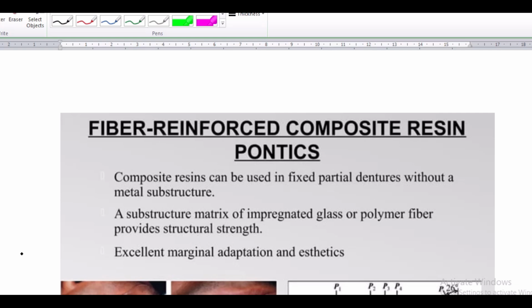Other pontics can be prefabricated pontics or custom made pontics. The custom made pontics are fabricated individually for each patient. A wax pattern is prepared and then cast to create the pontic. So what are custom made pontics? Custom made pontics are individually fabricated for each patient. Prefabricated pontics are commercially available as porcelain pontics, which are adjusted according to the individual needs.